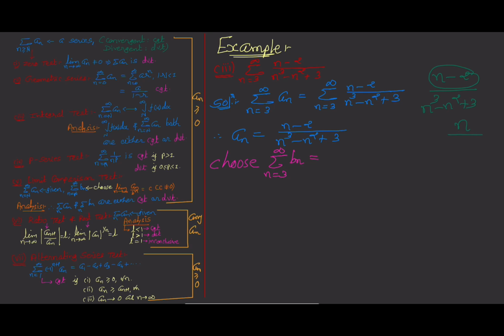And in the denominator, n cube minus n square plus 3, the highest degree term is n cube. So let us choose n cube. And so what is the quantity? n divided by n cube is 1 upon n square. And that is my choice: summation n is equal to 3 to infinity 1 over n square. This is the best way to choose summation bn. Just after a few minutes I shall explain the importance of this choice, and why I have to choose only this bn.